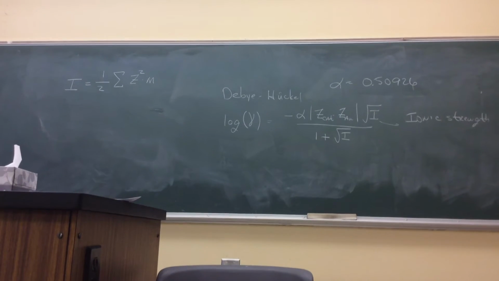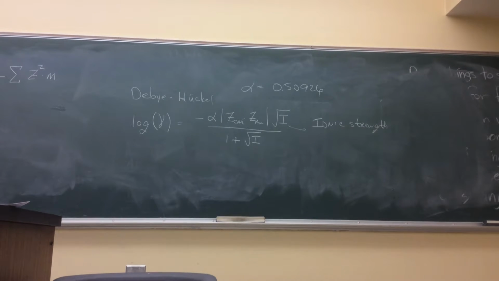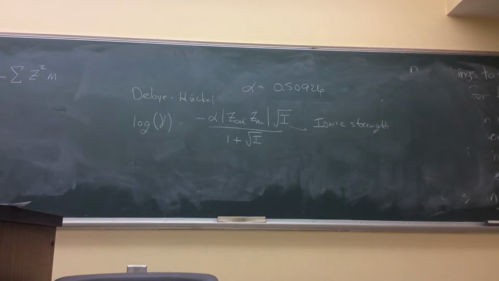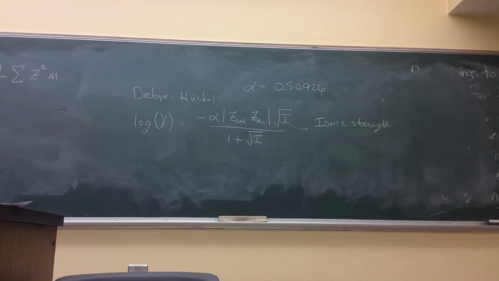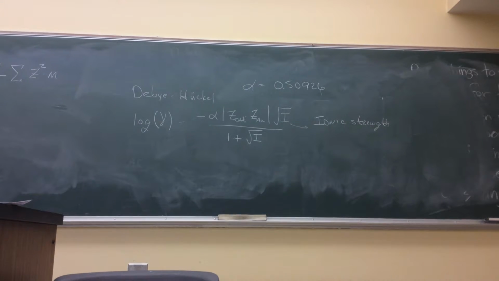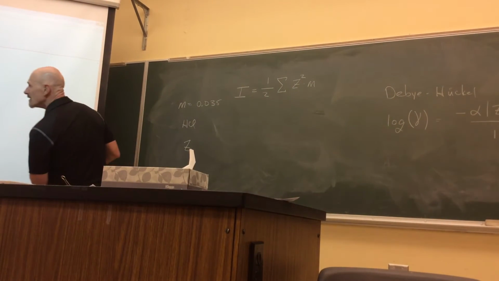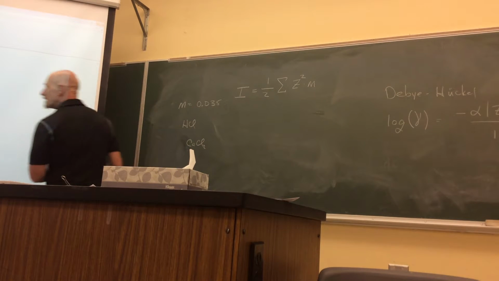All right, so if I wanted to calculate an activity coefficient for a solution, I do this, and I do it in a couple of different ways. So let's say that I have 0.035 molal solutions of HCl, calcium chloride, and zinc sulfate. So let's do that. We have a molality equal to 0.035. I want to do HCl, calcium chloride, and zinc sulfate.